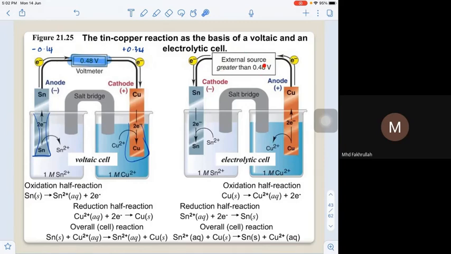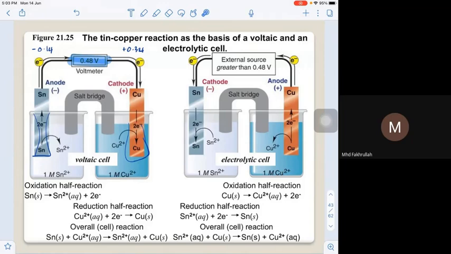So the negative terminal of the power source will connect to the negative electrode, or the negative end of the cell. Then the positive end of the power source, or the positive end of the battery, will connect to the positive terminal of the cell, because we said that this is our electrolytic cell.